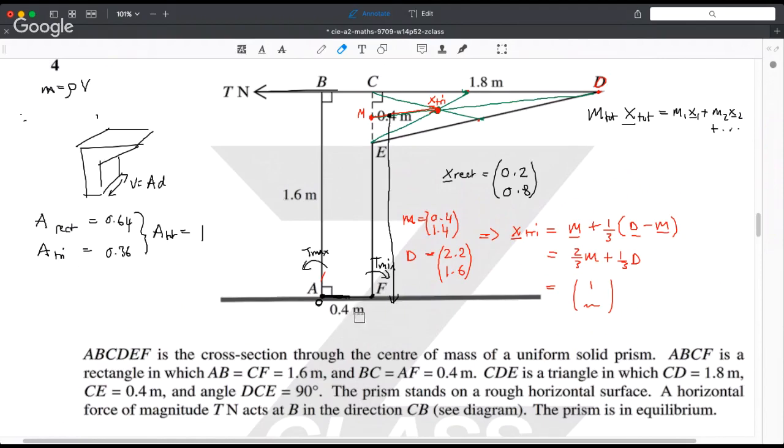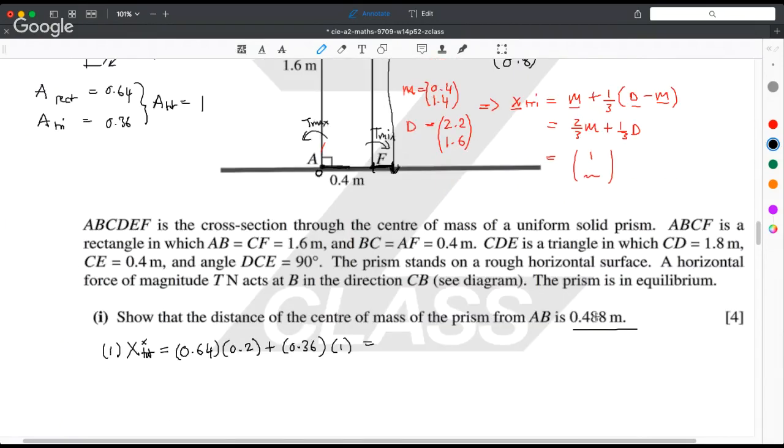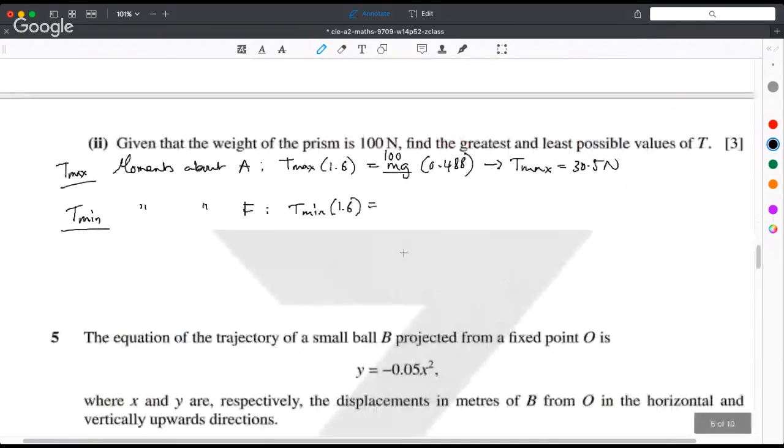So this distance is 0.4, and the distance from A to the center of mass is 0.488. So it's actually a little bit beyond. So the distance between F and the line of action of the weight is just 0.088. So this is going to be equal to 100 times 0.488 minus 0.4. And you see that this gives T min is 5.5 newtons. So much, much less.